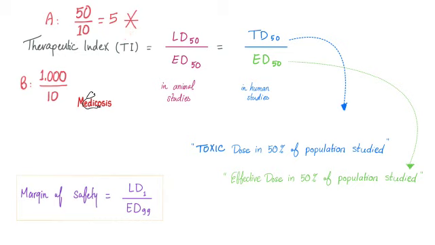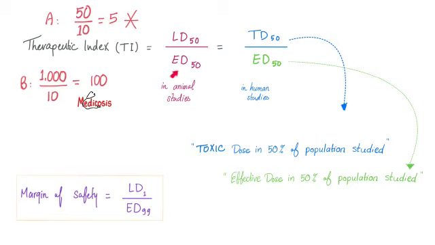How about drug B? Oh, the effective dose 50 was 10. Lethal dose 50 was 1000. What's the therapeutic window here? 100. So which drug is safer, drug A or drug B? Drug B, of course, because it has a wider therapeutic window. Drug A is very dangerous, relatively speaking, because if you increase the dose from 10 to 50, you will kill half the mice. But here, if you increase the dose from 10 to 50, no one cares.